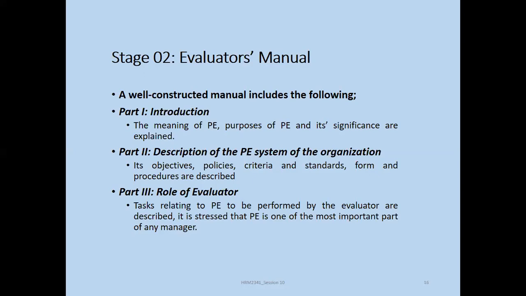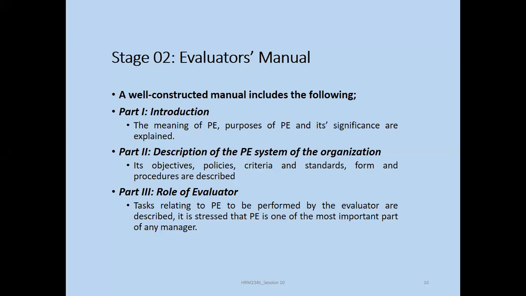Part 2, we can devote to the description of the performance evaluation system of the organization. Here, we can explain the objectives, policies, criteria and standards, forms and procedure. We can explain these in this part.